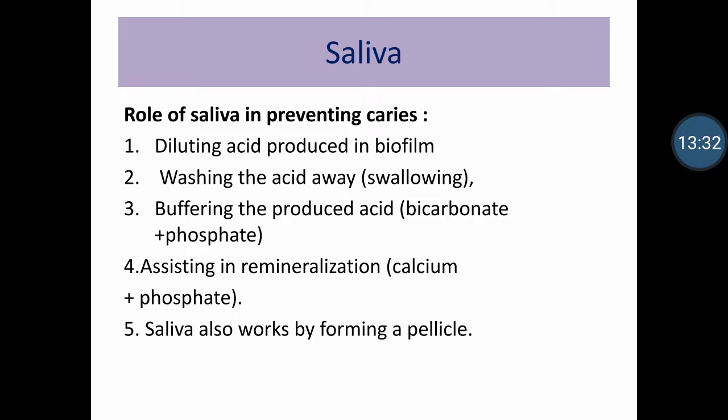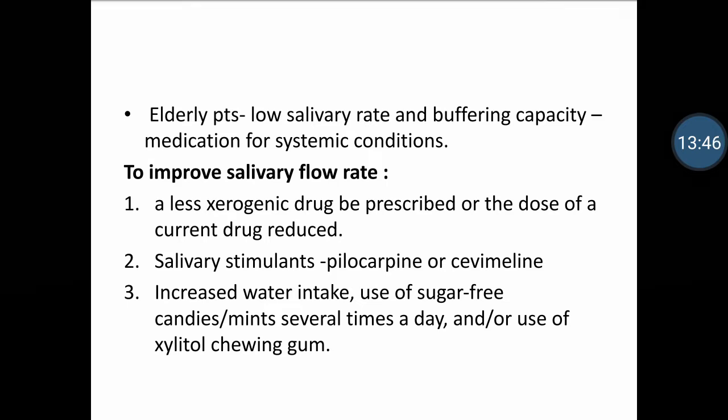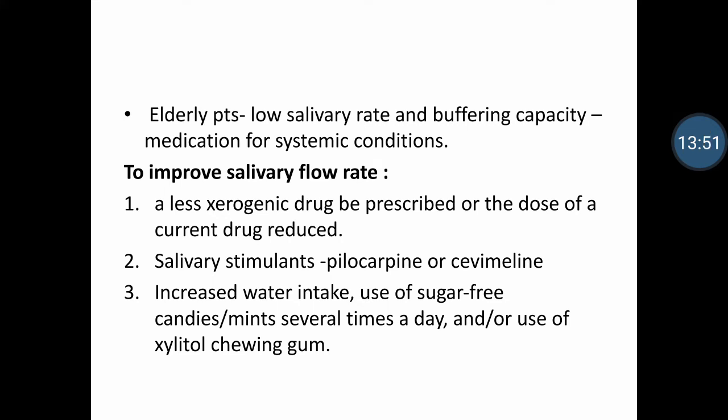What will happen if the salivary flow is not proper? Usually in elderly patients, they will have a low salivary rate and decreased buffering capacity because of the use of various medications for systemic conditions. So, to improve the salivary rate, less xerogenic drugs can be used. Salivary stimulants like pilocarpine and cevimeline can also be used. Increased water intake and use of sugar free or xylitol chewing gums can be encouraged.